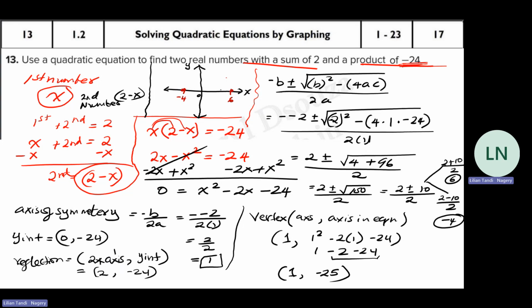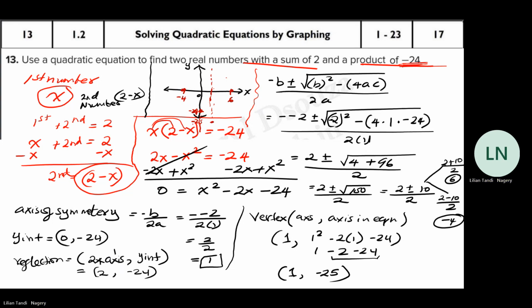Okay? Your y-intercept is where? Negative 24 on the y-axis. Negative 24, you put a dot there. Where is your axis of symmetry? Your axis of symmetry is at 1. So here is your axis of symmetry at 1. Okay? Your vertex is (1, negative 25). So negative 25 is over here. Extend your graph. So somewhere here is your vertex.